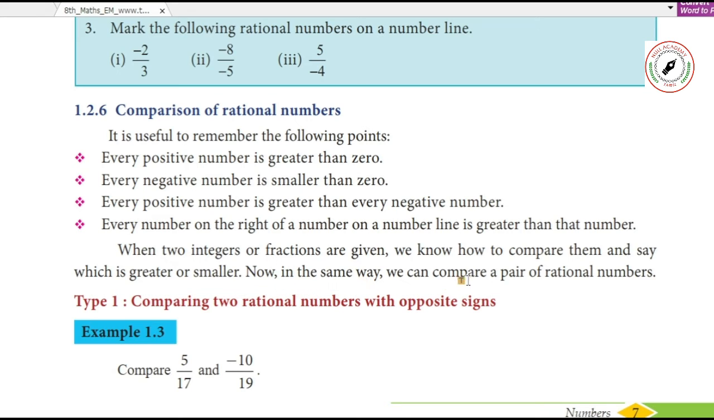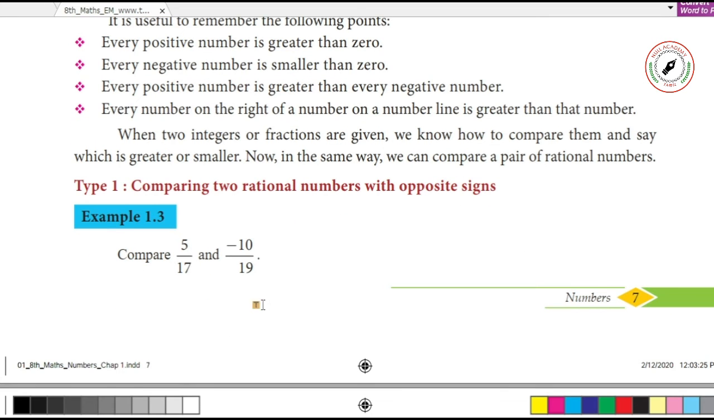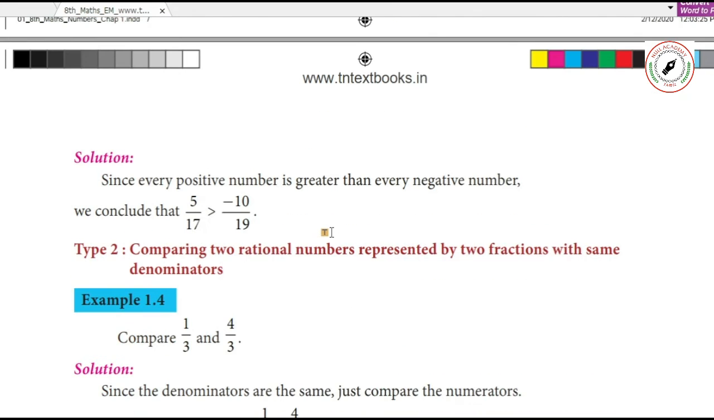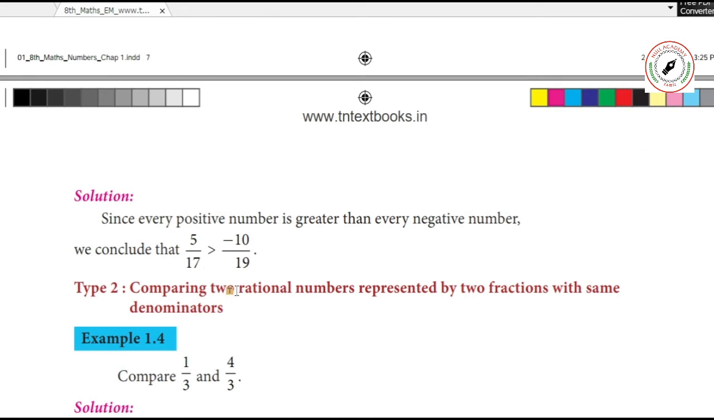Now, in the same way, we can compare a pair of rational numbers also. This is the question they have given: compare 5 by 17 and minus 10 by 19. So, how to do this one? Since every positive number is greater than every negative number, you can very easily say this is the negative number, and this is the positive number. Which one is the biggest? The positive number is the big number, so they put this symbol. Comparing, 5 by 17 is bigger.